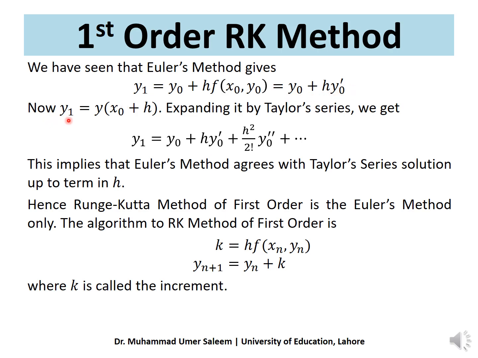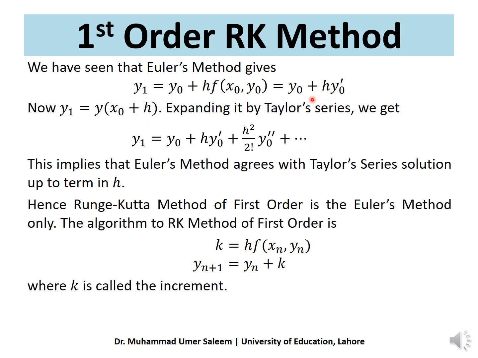Now y1 is the value at x equal to x1, and x1 is x0 plus h. So y1 is y's value at x0 plus h. Now we expand this by the Taylor series. So y at x0 plus h will be y0 plus h y0 prime plus h square by 2 factorial y0 double prime. This is a simple Taylor series expansion.